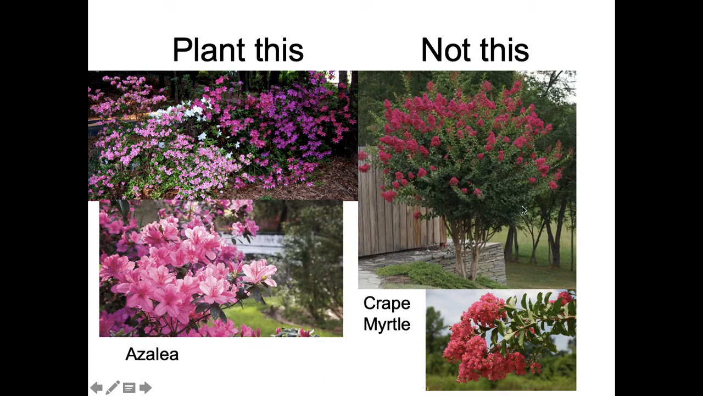Similarly, people plant crepe myrtles everywhere for their beautiful colors, but we have azaleas, which are native. Some of them are cultivated varieties, but it is a native type of shrubbery that our pollinators and birds can use for habitat.